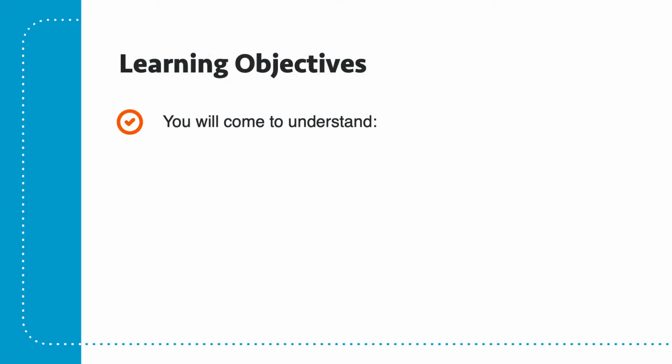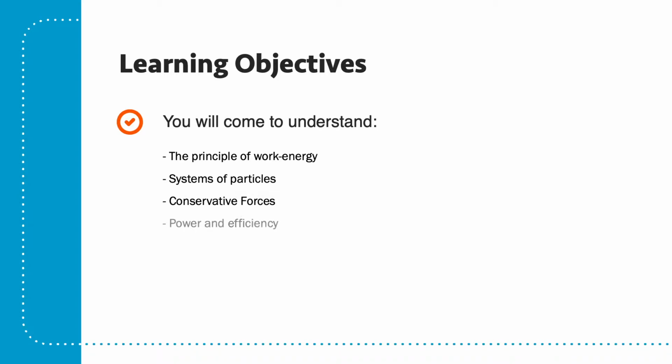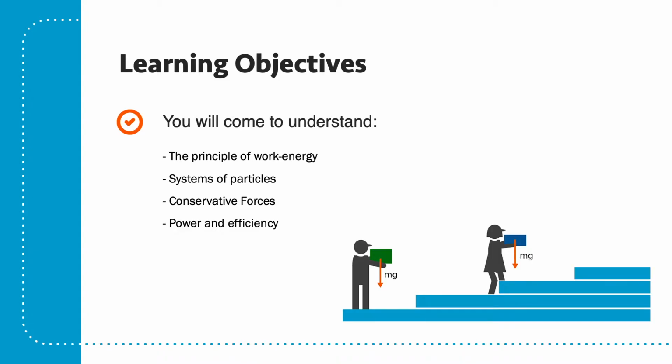Mainly out of this chapter, you've gotten one big idea, which is the principle of work energy. So you've dealt with particles, and also now we'll talk a little bit about systems of particles, conservative forces, and finally just define what power and efficiency are. But the main thing to realize is that often work is a very particular kind of definition. You have to be moving in the direction of the force you're interested in.